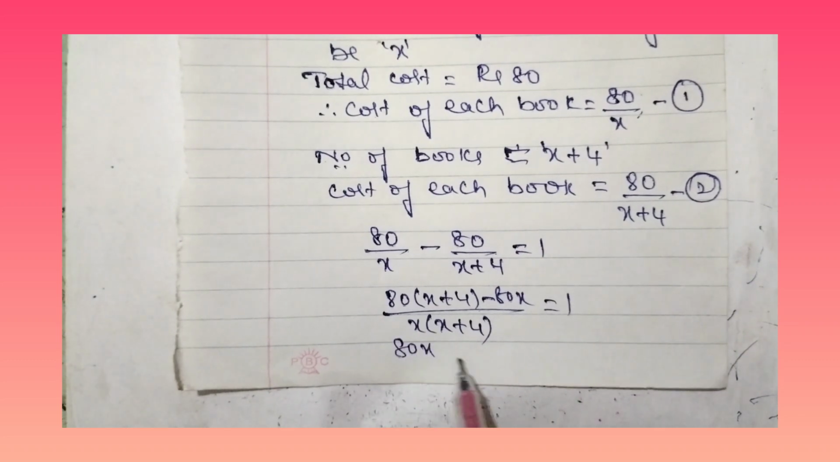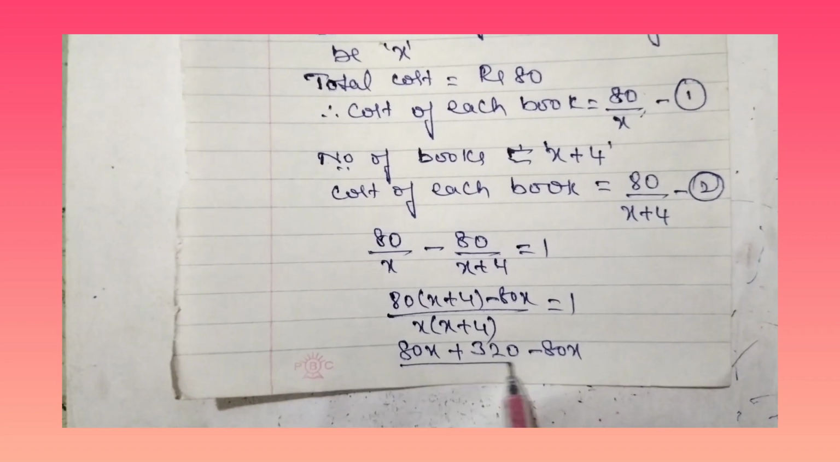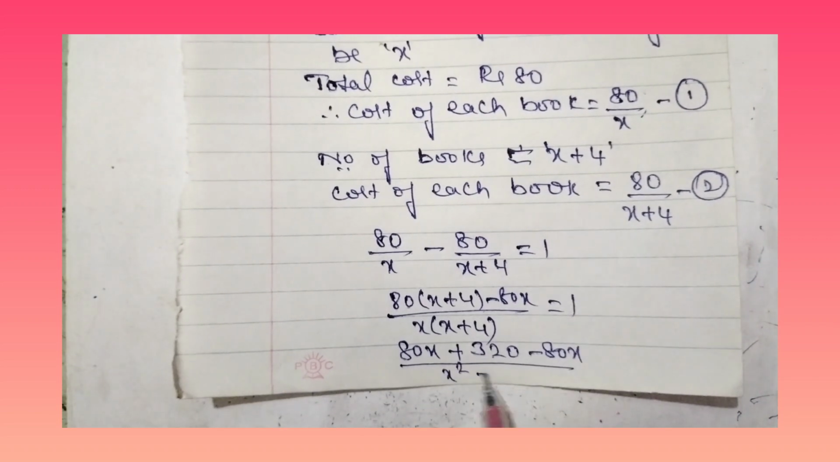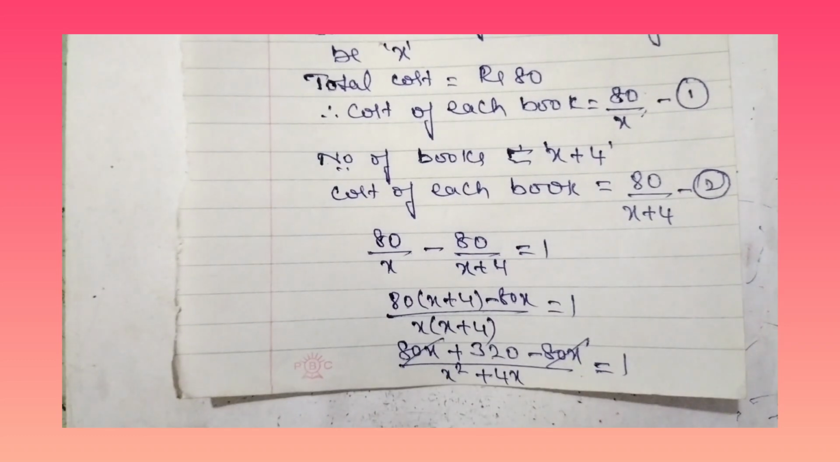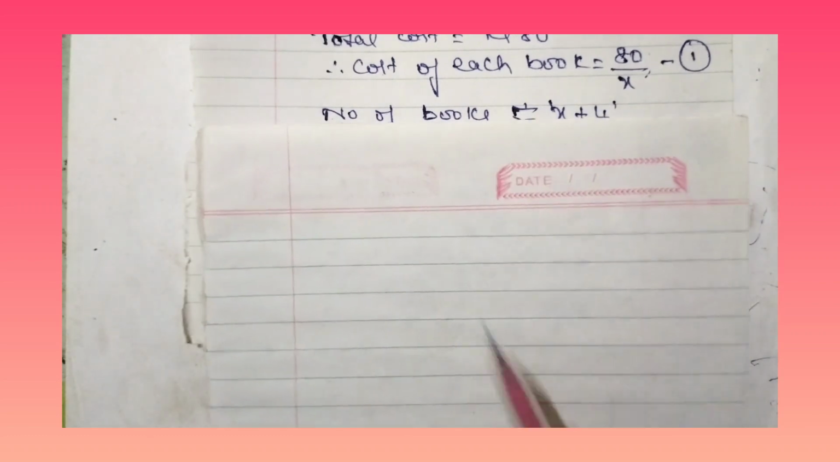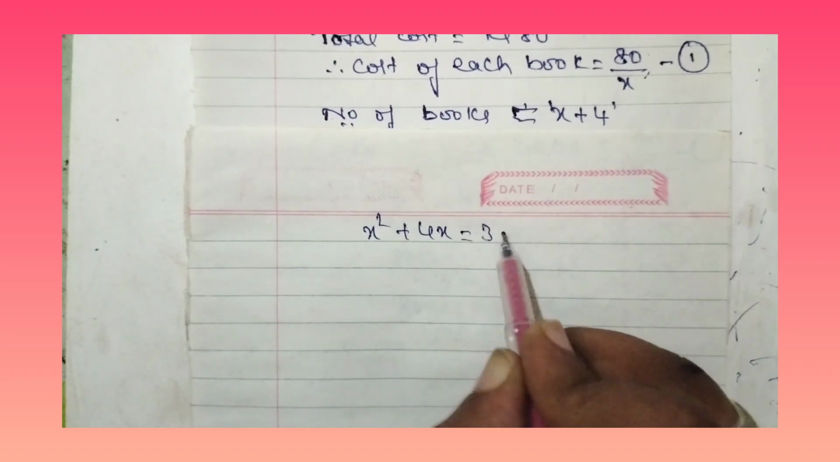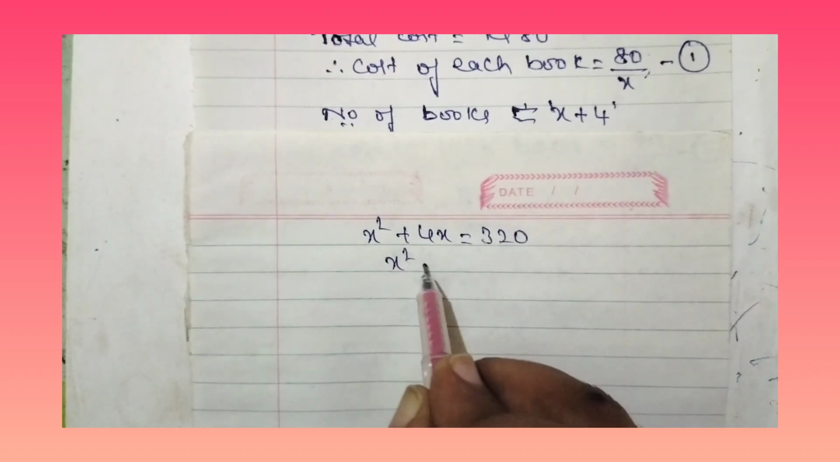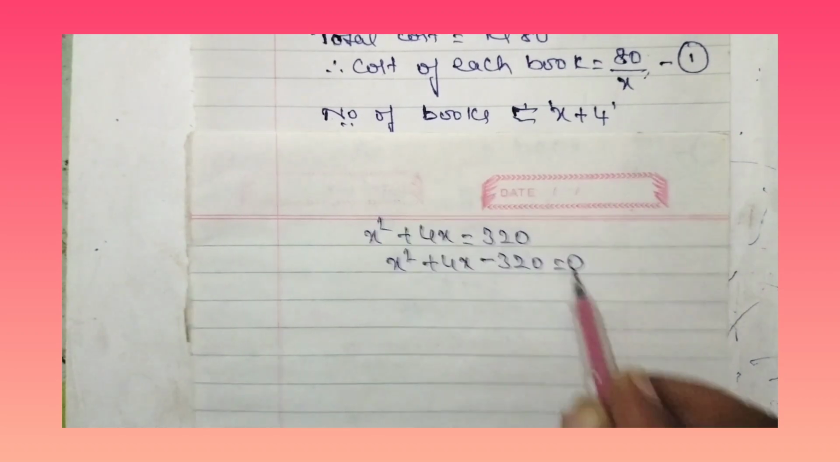So 80 into x, 80x, plus 80 into 4 is 320, minus 80x, divided by x into x is x square, x into 4 is 4x, which is equal to 1. Plus 80x minus 80x will get cancelled. Now remaining x square plus 4x is equal to 320. So x square plus 4x minus 320 is equal to 0.